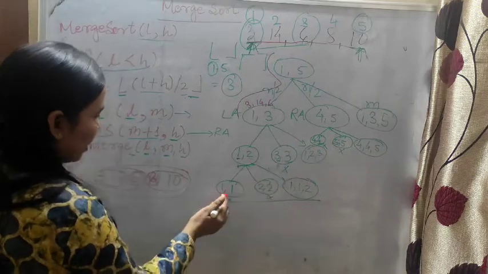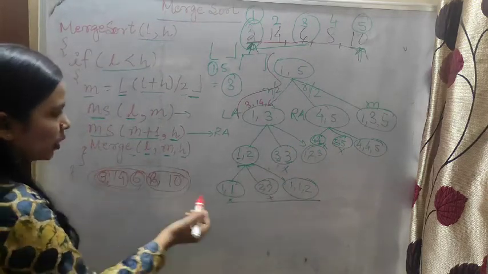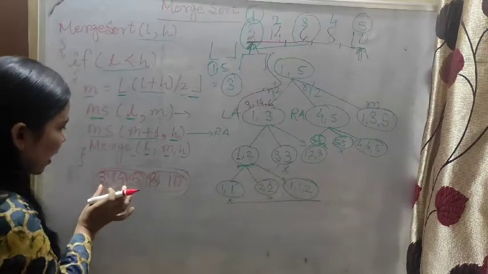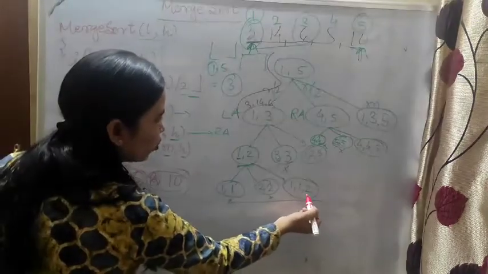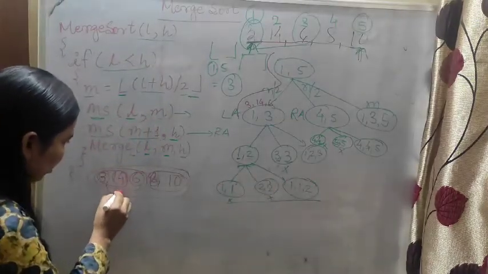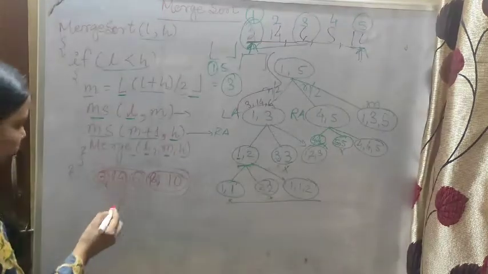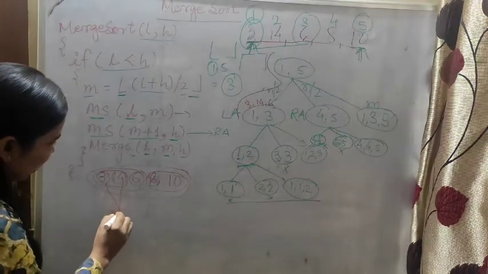The left subarray I am taking. Then 1 to 1, this one, 3 only. 2 to 2, this one. Then now merge it. That means 1 to 1 and 2. Now we will compare 3 and 14. Which one is less? 3 and then 14.